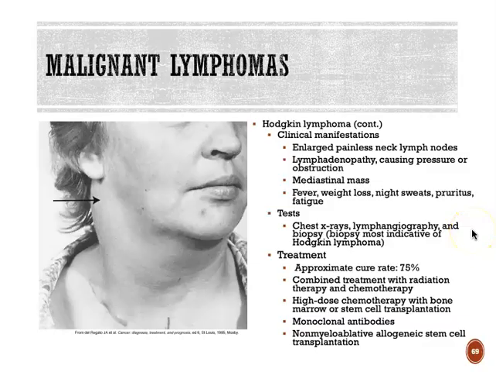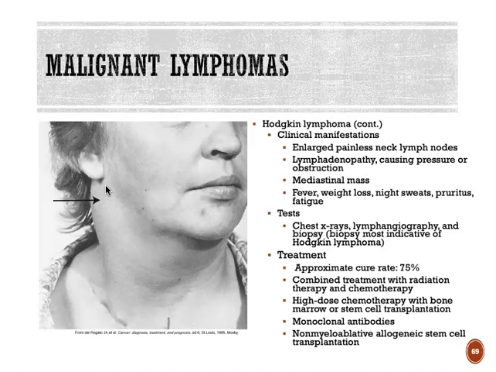So some of the clinical manifestations that we're going to find is what you see pictured here at the arrow, a painless swollen lymph node, and it's typically found in the neck, or it could be in the chest or underarm, so somewhere more in the upper part of the body. And as the disease progresses, lymphadenopathy that we discussed a couple slides ago can cause pressure or obstruction, which can lead to symptoms like a mediastinal mass, fever, night sweats, weight loss, pruritus, and fatigue.